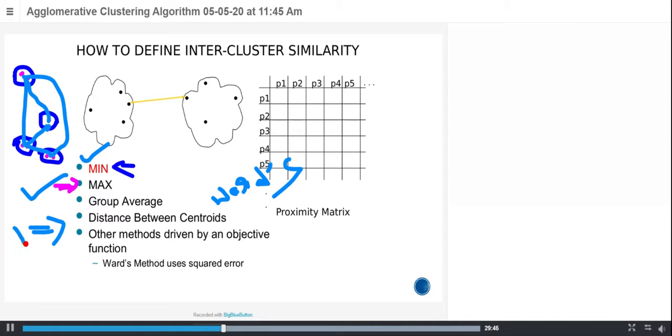Another one is maximum, another one is Ward's method. One more is there, that is group average. In group average, we are not going to consider only the closest point or only the farthest point. What we do in this group average is we will consider each and every point of a cluster, and we are going to calculate a distance between each and every point of the cluster and the other cluster. Then we are going to take the average distance of each cluster with other clusters. Then based on that average distance, we are going to select the minimum distance and we are going to form the cluster.